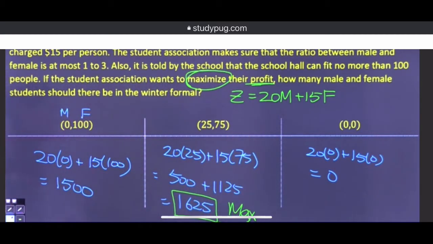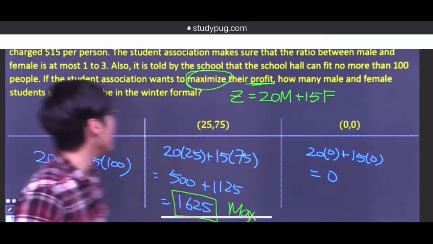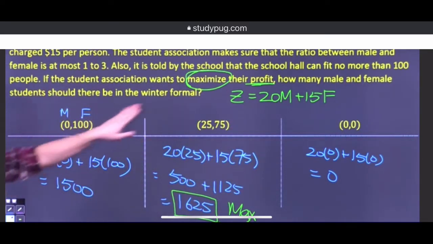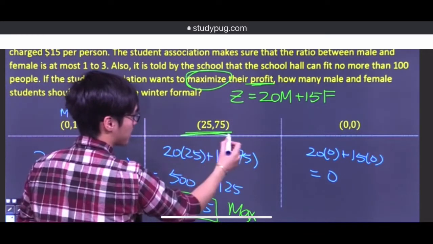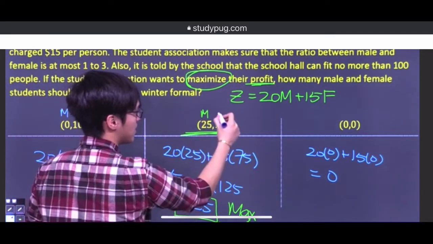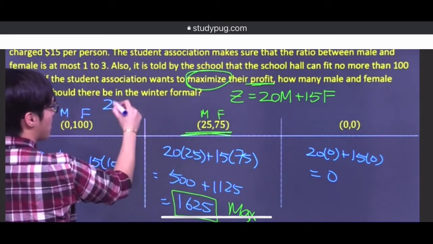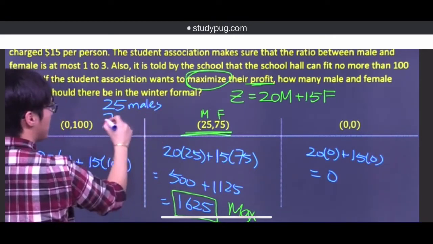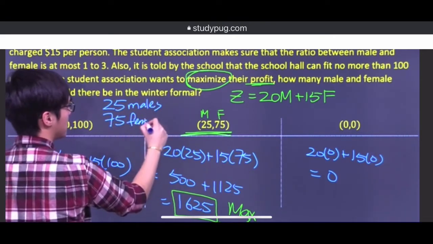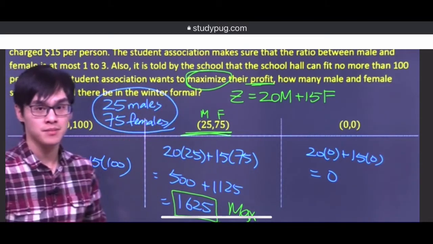Okay? So all in all, how many male and female students should there be if we were to maximize the profit? Now that goes to here. 25 is our M, 75 is our F, right? So that means we need to have 25 males and we need 75 females in total in order to maximize the profit. Okay?